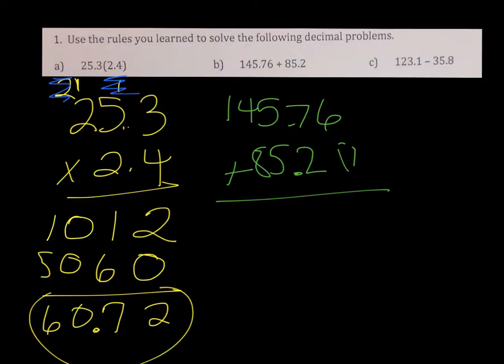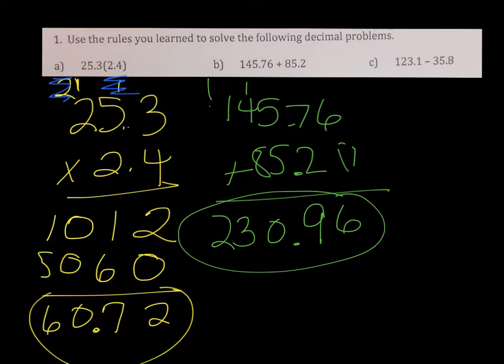So 6 plus 0 is 6. 7 plus 2 is 9. Bringing down my decimal point. 5 plus 5 is 10, so I'm going to put a 0, carry my 1. 8 plus 4 is 12, plus 1 is 13, carry that 1, and then 1 and 1 is 2. And that would be my final answer for that problem.